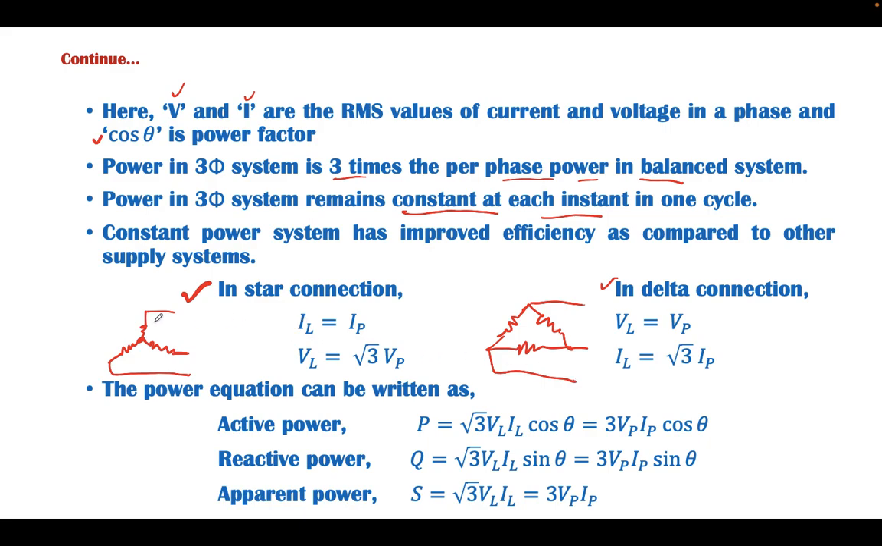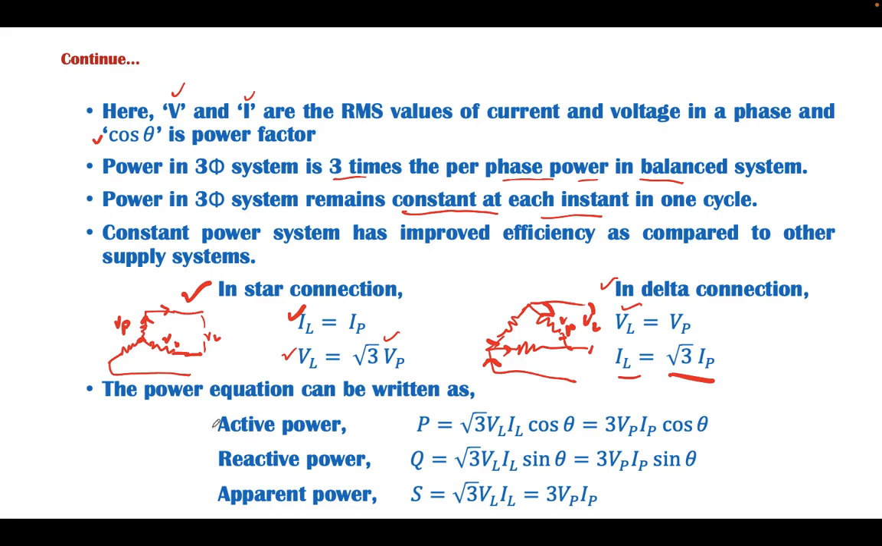Now, in star connection, IL is equal to IP, because whatever current is flowing in this phase, that same current is flowing in the line. VL is equal to root 3 times VP, since this phase is VP and this phase is VP, the resultant of these two is VL, which is given by root 3 times VP. In delta connection, this is VL and this is VP, because these two voltages are parallel to each other, and hence VL is equal to VP. But if we consider the current in this line, it will be the phasor sum of these two currents, and hence IL is equal to root 3 times IP.